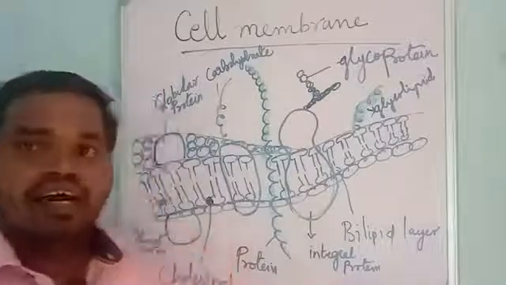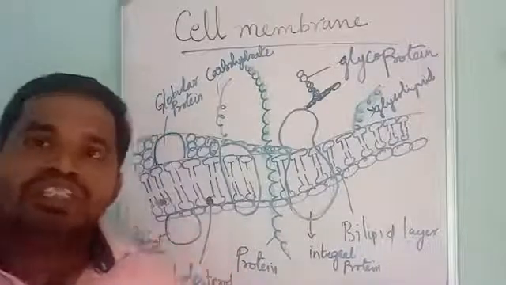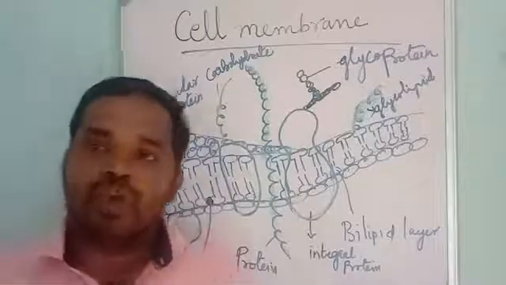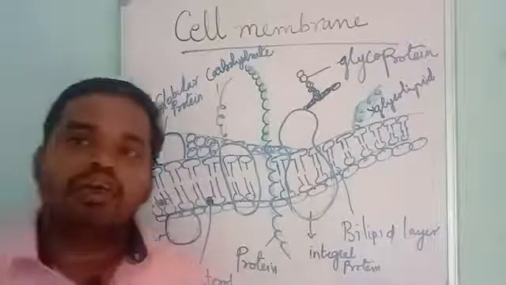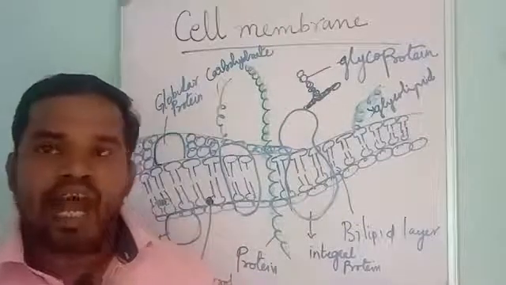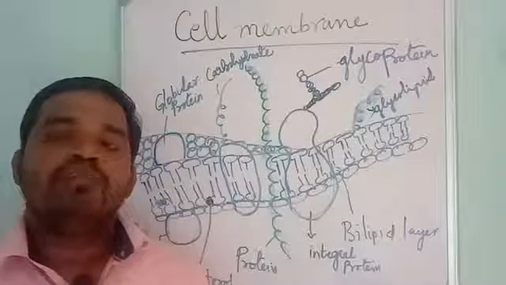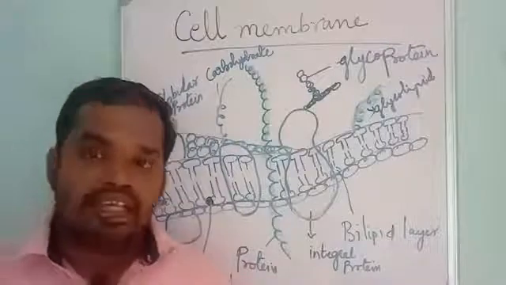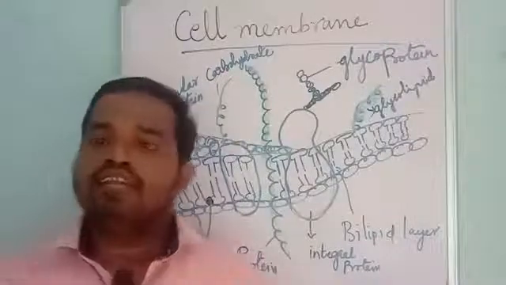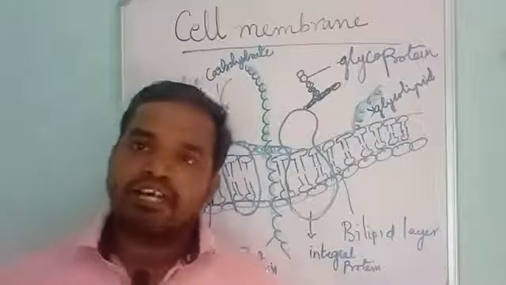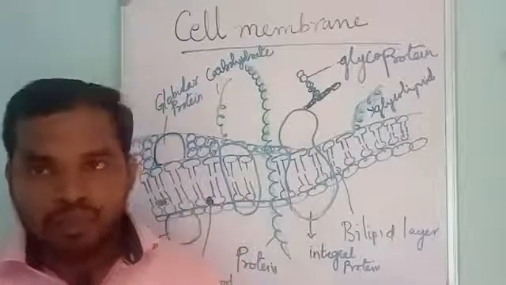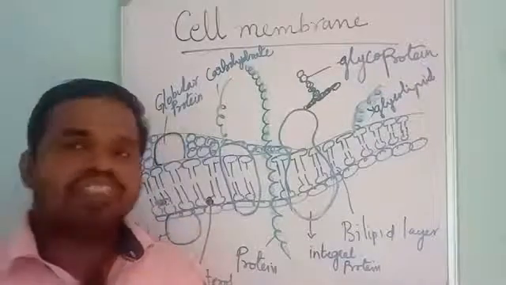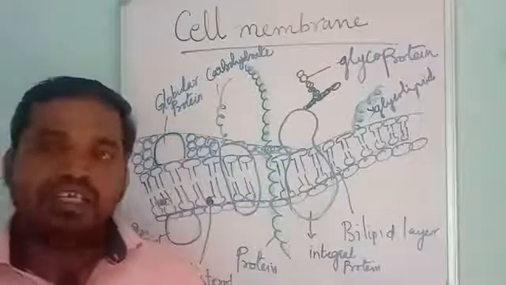One is the diffusion process. What is diffusion? The movement of substances from higher concentration to lower concentration. It does not require any energy. They are moving based on the concentration gradient. The concentration gradient is always maintained in the cytoplasm inside the cell. That's why the substances are able to move into the cytoplasm of the cell, from higher concentration to lower concentration. This is called a passive method of transport.